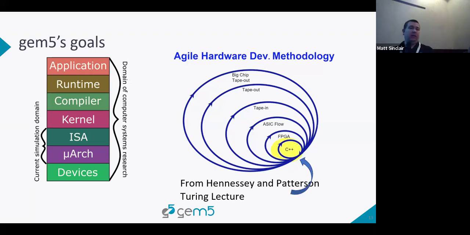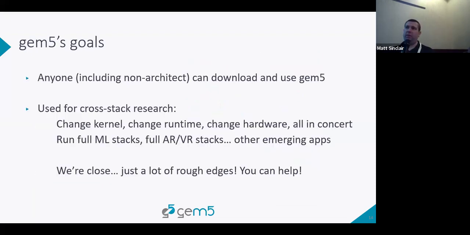Put another way, if we're only doing that part with the little arrow on the left, where we have the ISA and the microarchitecture, then we're only doing that one little part. And so we're trying to make it so that anybody, including non-architects, which might even be some of you in this room, can download and use gem5 and not just use it to study the ISA and the microarchitecture, but also use it for cross-stack research.